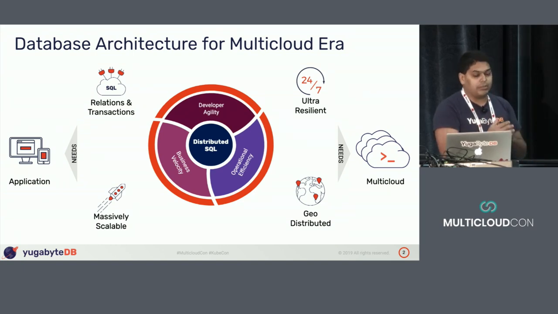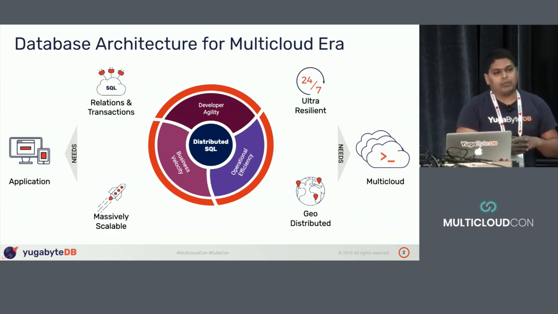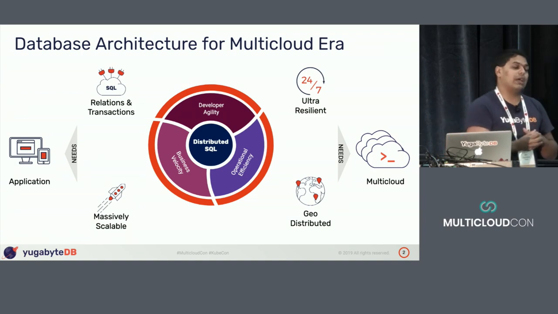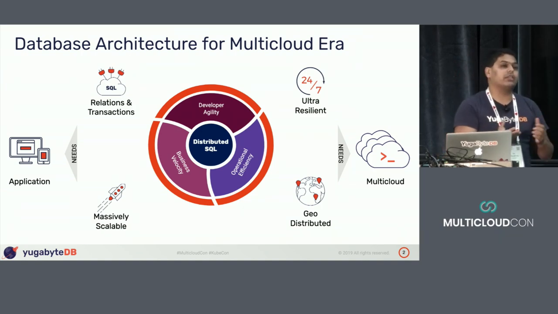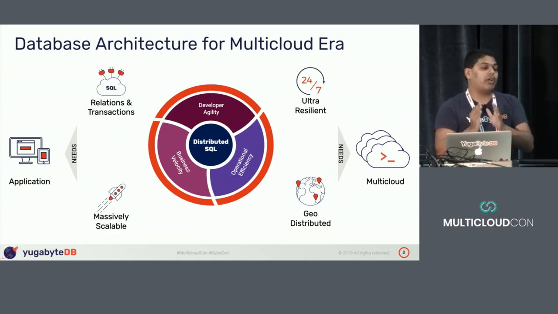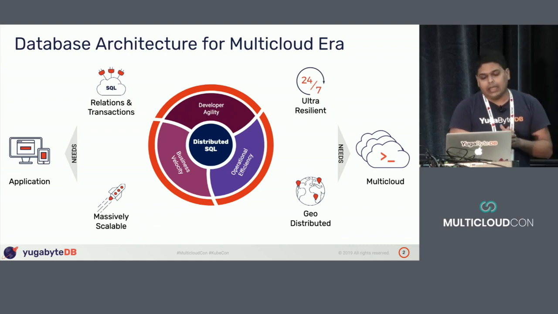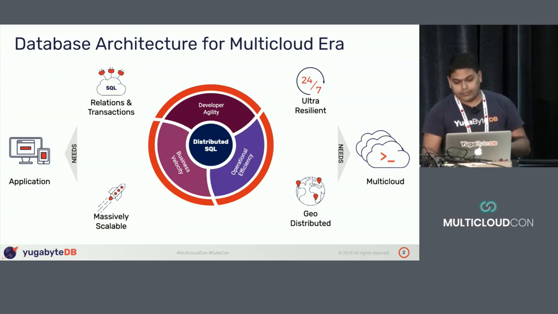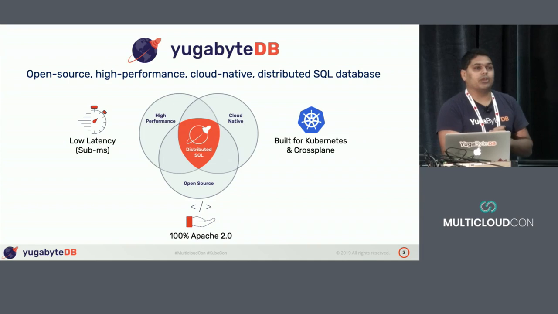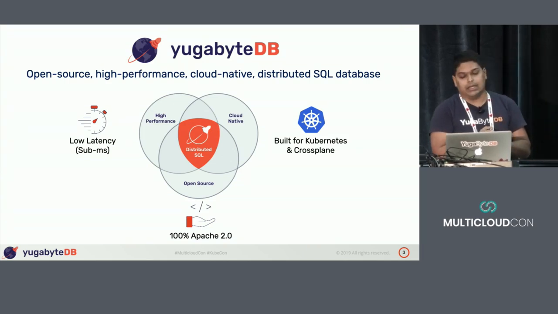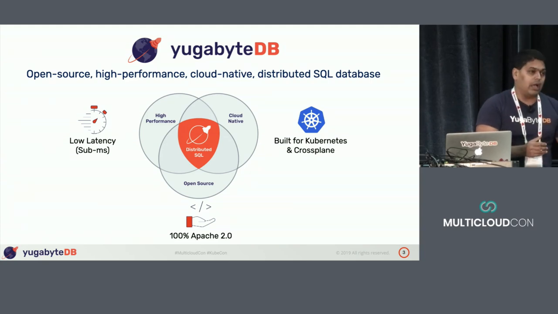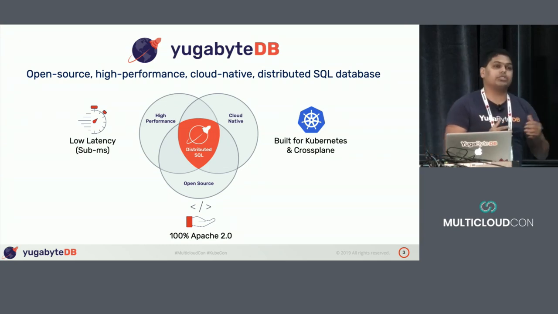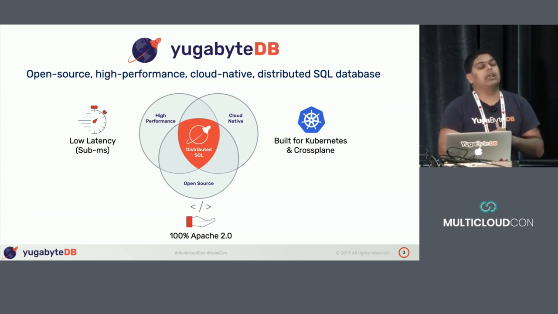So with these four architectural needs in front of us, we believe the time is ripe for an entirely new database architecture, and we call it distributed SQL, because it allows developers to program applications fast. It allows operations engineers to deploy those applications as and where they need to be deployed with all the right efficient constructs built in. And finally, it allows the business to drive home the velocity around competitive advantages. And that's what we have tried to build at YugabyteDB. It's a fully open source project which focuses on low latency applications, and it allows the applications and the database to be deployed into Kubernetes, and as we'll see, into Crossplane.